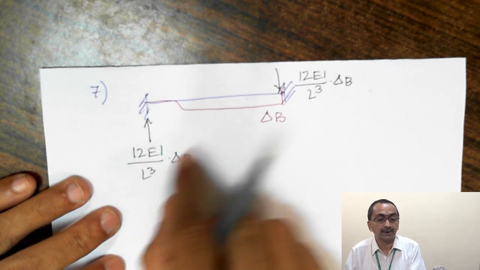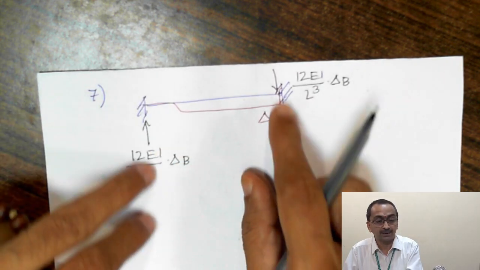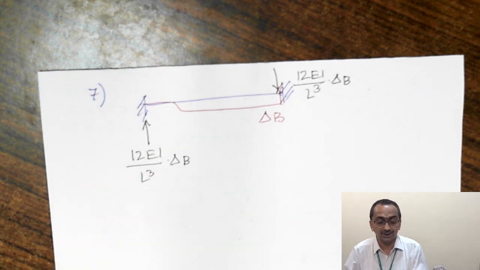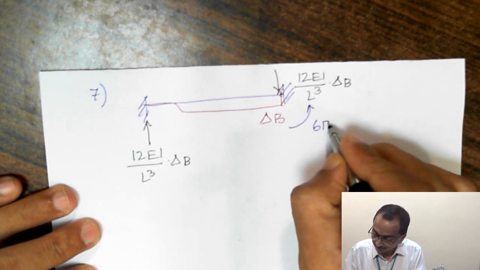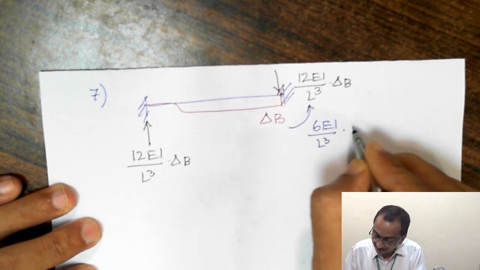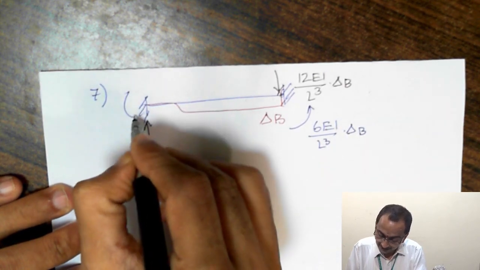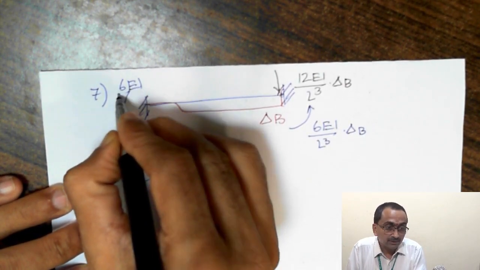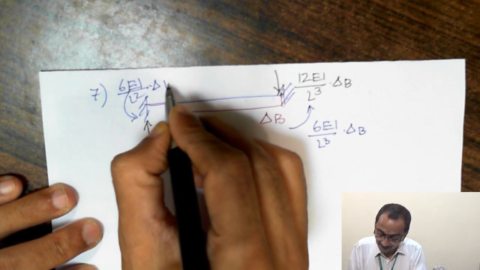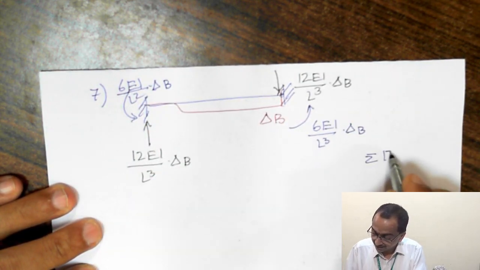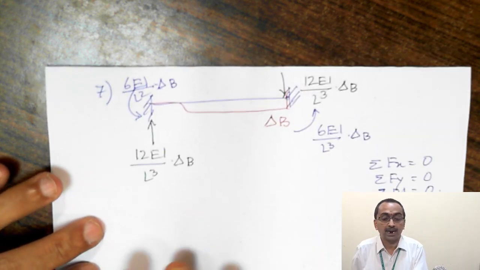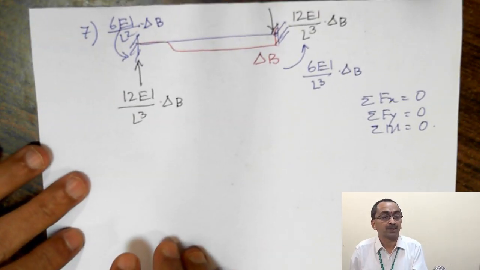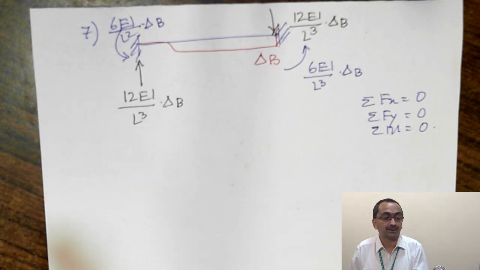So 12 EI by L cube delta B, and 12 EI by L cube delta B, these two are acting in clockwise direction. These two will try to rotate the structure in clockwise direction. So there must be a set of anti-clockwise moments of the magnitude 6 EI upon L square into delta B, and here also 6 EI upon L square into delta B. Now all of you must have judged this structure satisfies all the conditions of static equilibrium, summation of Fx equal to 0, summation of Fy equal to 0, and summation of M equal to 0, right? This structure satisfies all the conditions of static equilibrium.